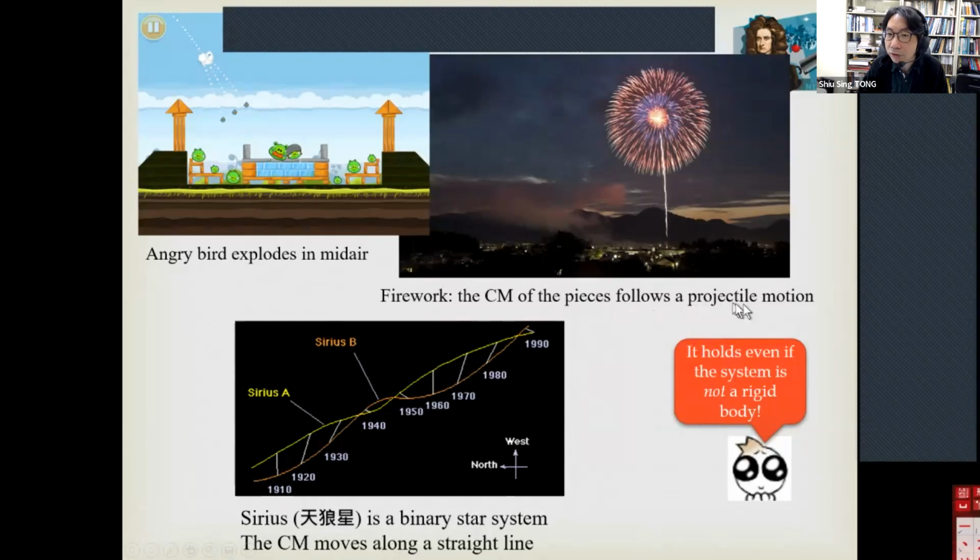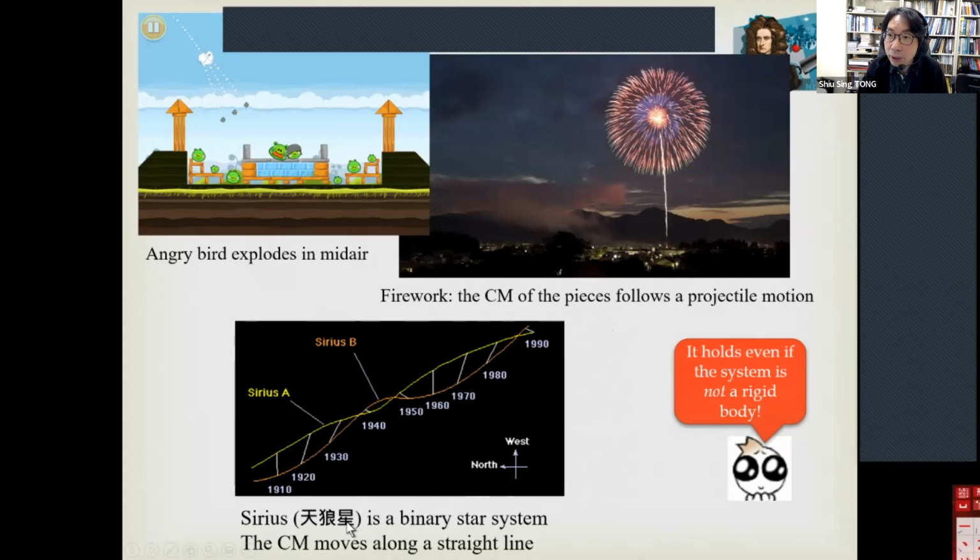If you look at a firework, after it explodes in air, the pieces will fall down under gravity. But if you look at the position of the center of mass, it roughly follows the trajectory of a single particle falling down. So that is again another example of the center of mass.